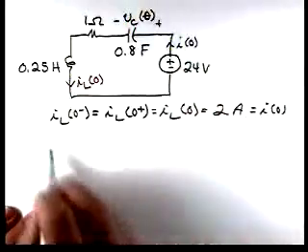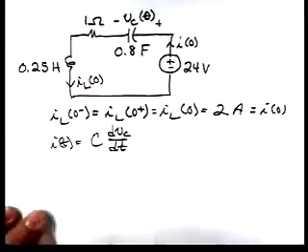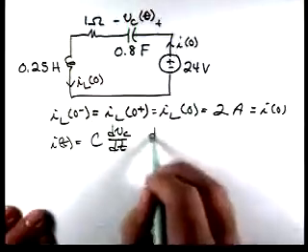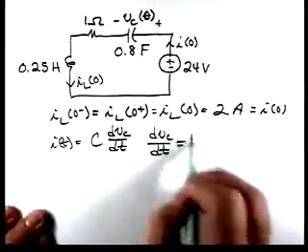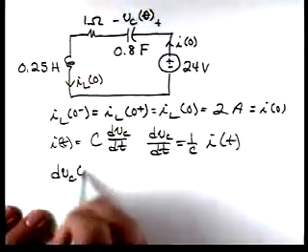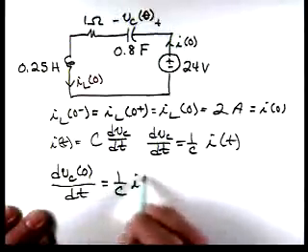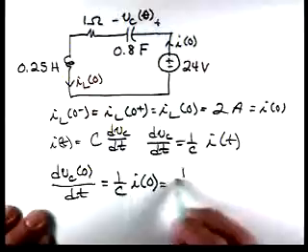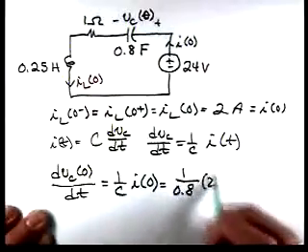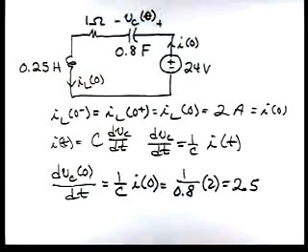So we know that I of t is C dVC/dt. And we can solve that and say, well, dVC/dt is 1 over C times I of t. So then the value of the capacitor voltage derivative at t equals 0 is 1 over C times I of 0. So that's 1 over 0.8 times 2 is 2.5. Okay, so there is the value of the derivative of the capacitor voltage at t equals 0.